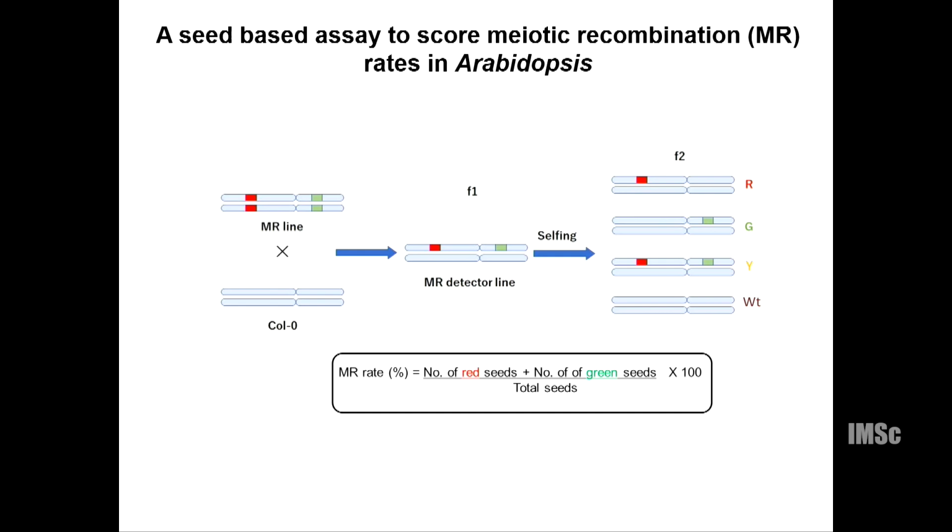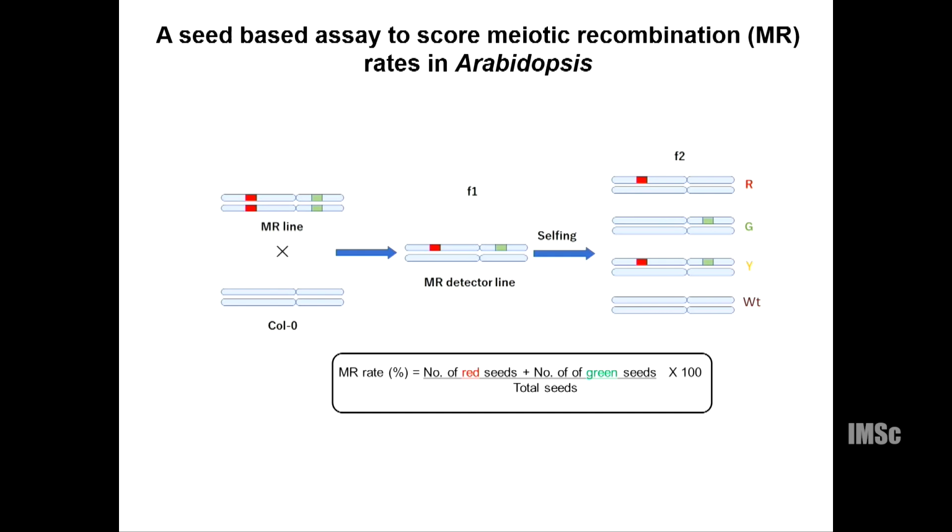The second one is how we estimate meiotic recombination rates. The assay is very simple. If you focus your attention only on this set of chromosomes, these are called meiotic recombination detector lines. So this is a homologous chromosome. In this chromosome, you have an RFP, red fluorescent protein, that is driven by a seed-specific promoter. What do I mean by that? If this RFP is expressed, you are going to visualize this in the seeds.